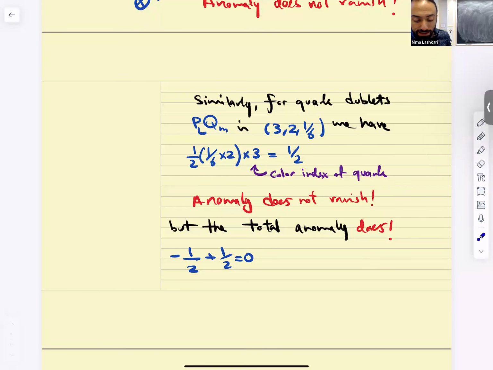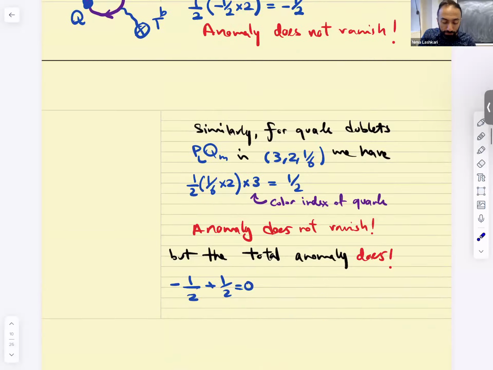The quarks that run in the loop transform under 3, 2, 1/6. So you have a half, 1/6 times 2. Here is the doublet of SU(2), and the 3 is a color index. There's a half. Now, this calculation, both quarks and leptons, should be multiplied by 3 for the generation numbers, but it won't matter because it comes out as a total number. So this is also an anomaly that doesn't vanish, but the total anomaly vanishes. So the Standard Model doesn't have a 1, 2, 2 anomaly. Good.